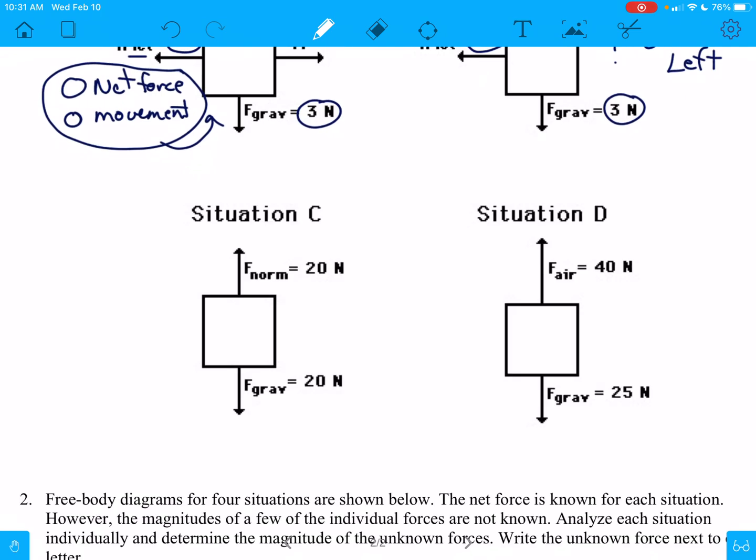All right, let's go down here to situation C. On situation C, we've got 20 newtons down and 20 newtons up. Is this thing going to move anywhere? Nope, this one's going to be balanced, so no net force, and it's going to say no movement.